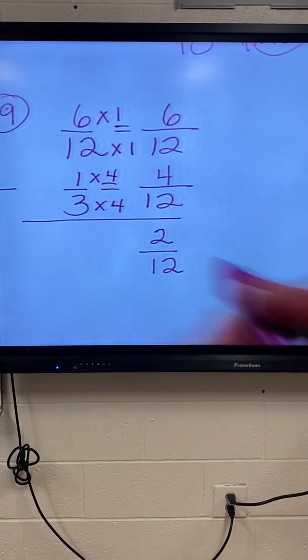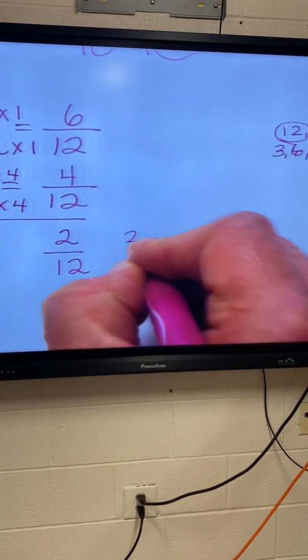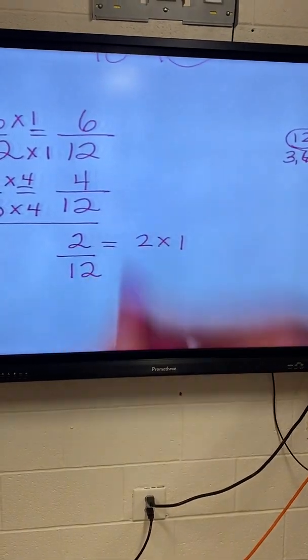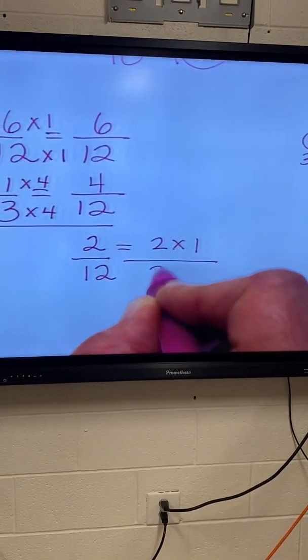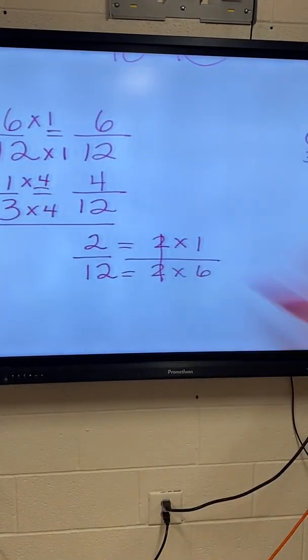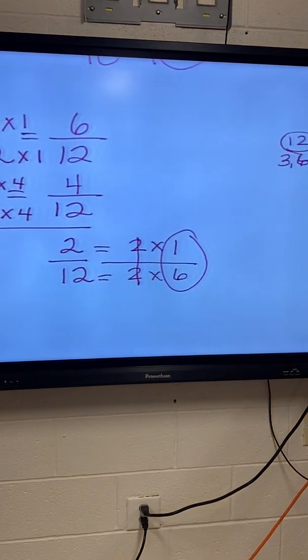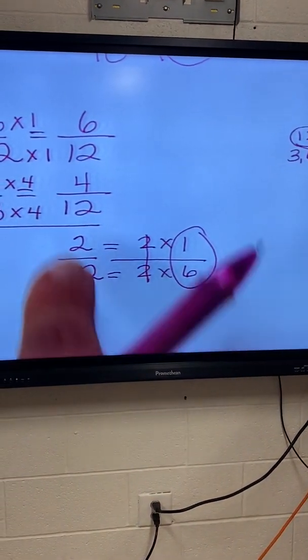Now when I look for factors that these two numbers share, I know that 2 times 1 is equal to 2. I also know that 2 times 6 is equal to 12. So I cross out my 2 and I'm left with 1/6. 1/6 is the simplified answer for 2/12.